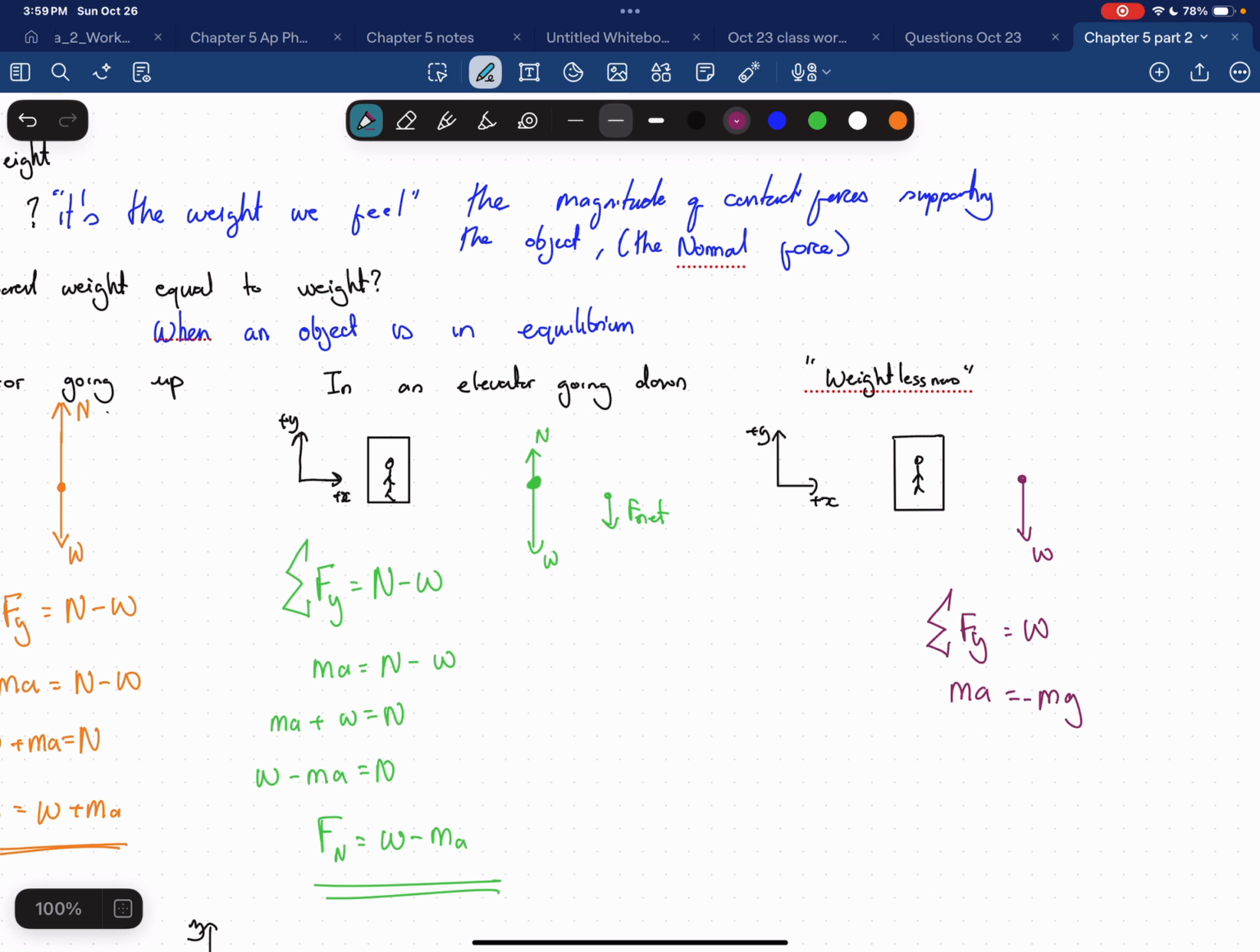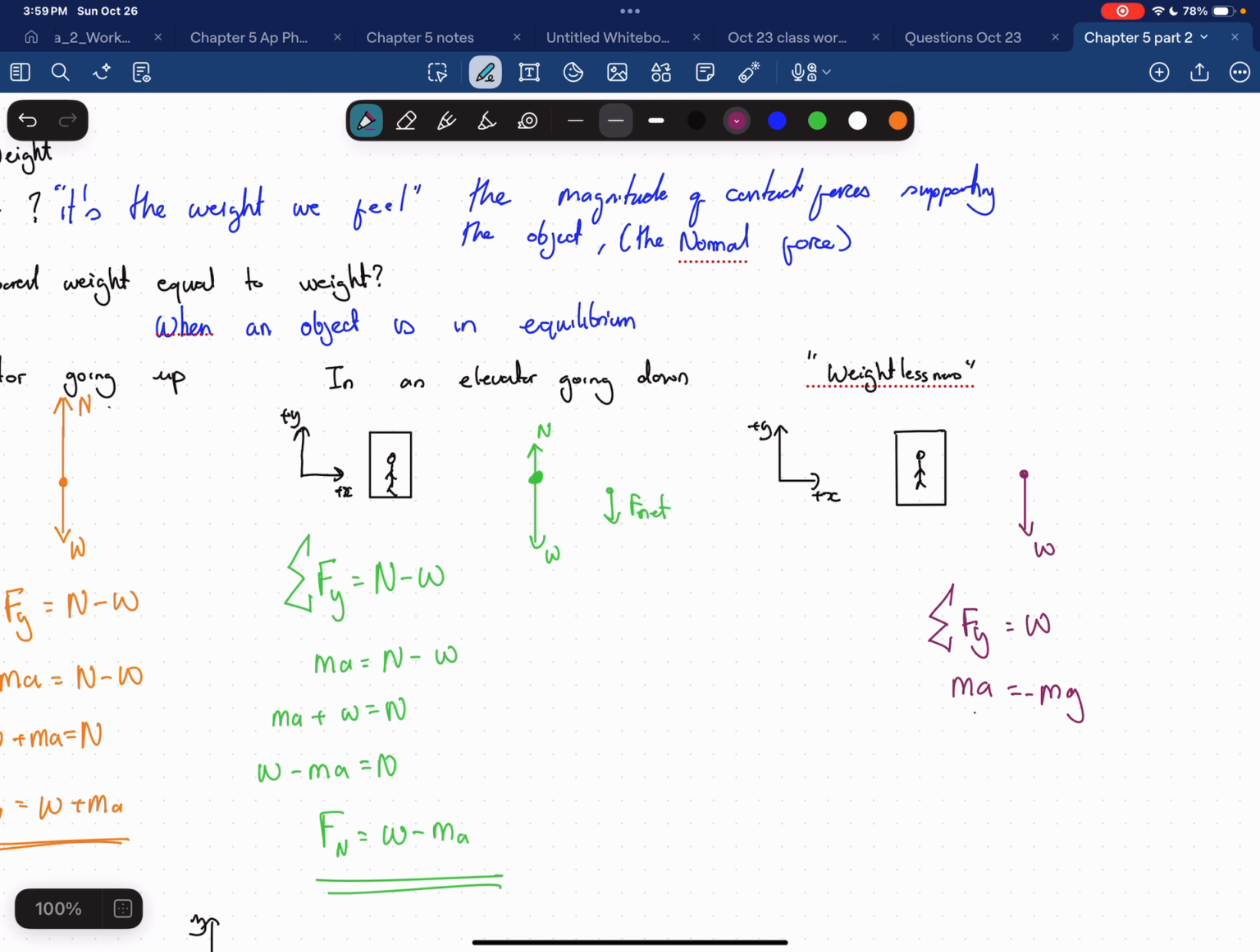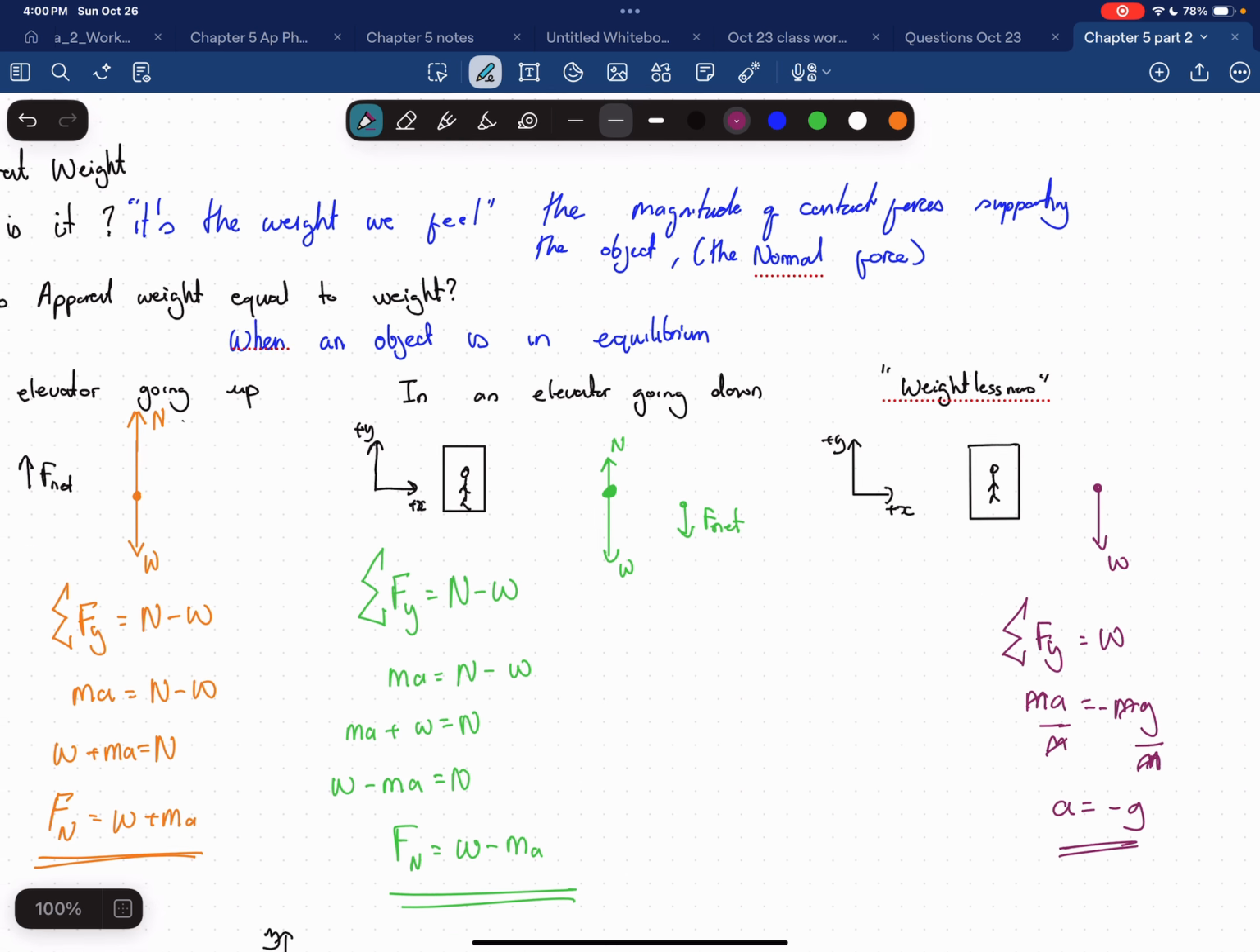Yeah, minus. Am I mistaken? Weight is negative. Then, because we're going down, minus mg. And if I divide by m, it's going to be equal to minus g. And we're in free fall when this happens.